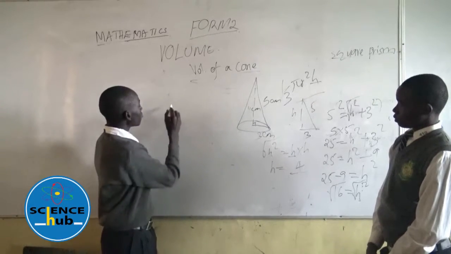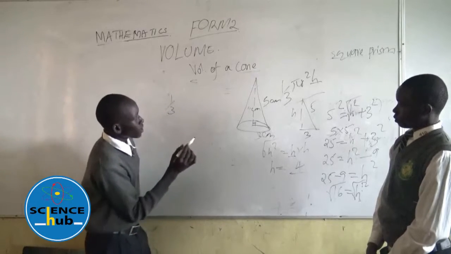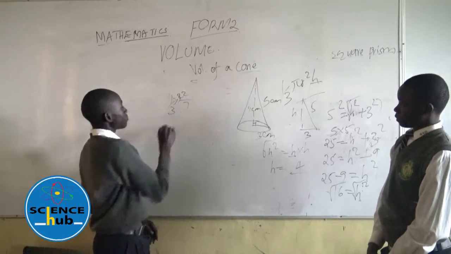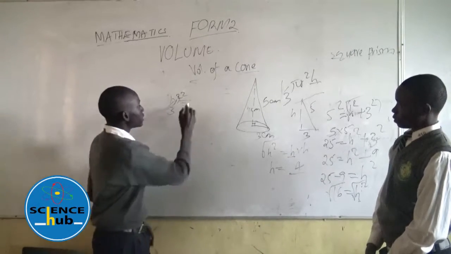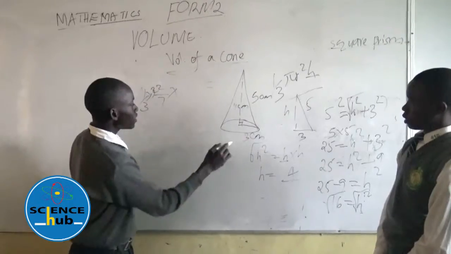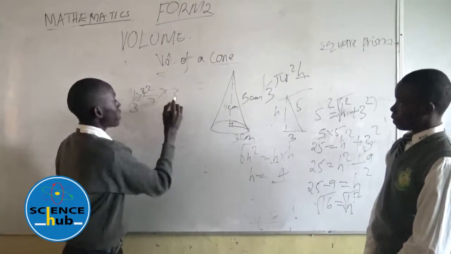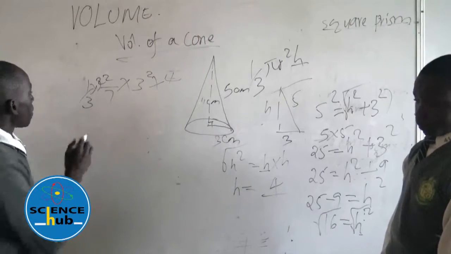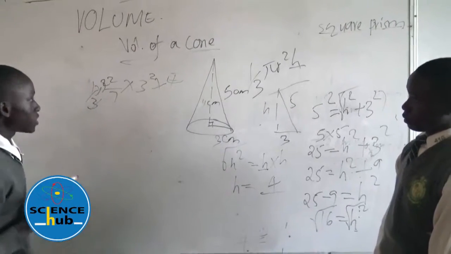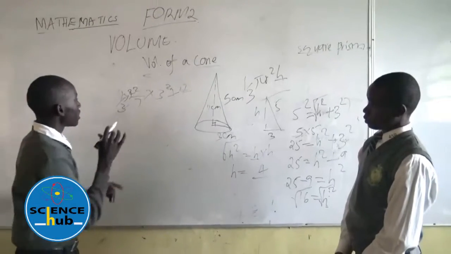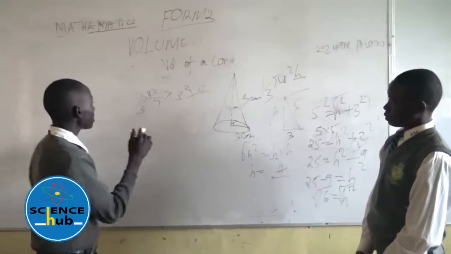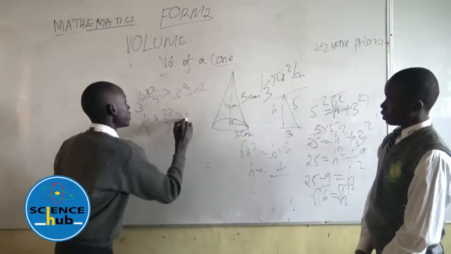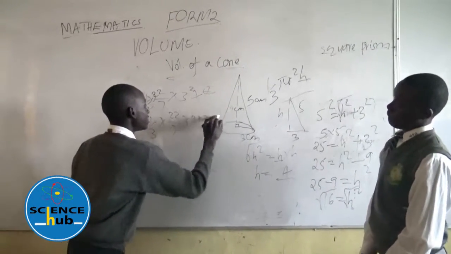So the volume of the cone is a third pi, which is 22 over 7. Let's take this particular case to be 22 over 7 times the radius. The radius is 3, so 3 squared, times height as 4. First let's write this as 1 over 3 times 22 over 7 times 3 times 3 times 4. This is just to make work easier.